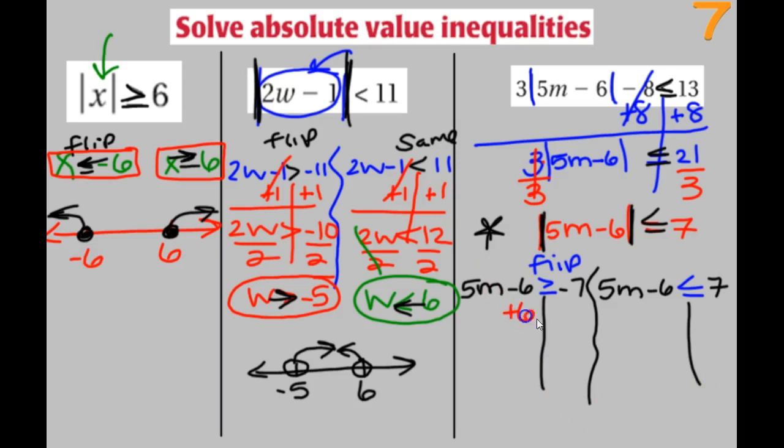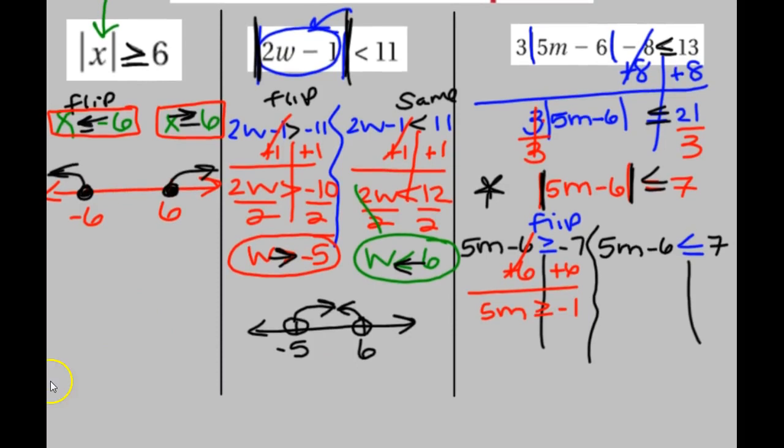So adding and subtracting, add 6. Negative 7 plus 6 is a negative 1. Make sure you're pausing the video if you need to, remember. And then divide by 5. So we get m is greater than or equal to negative 1/5.